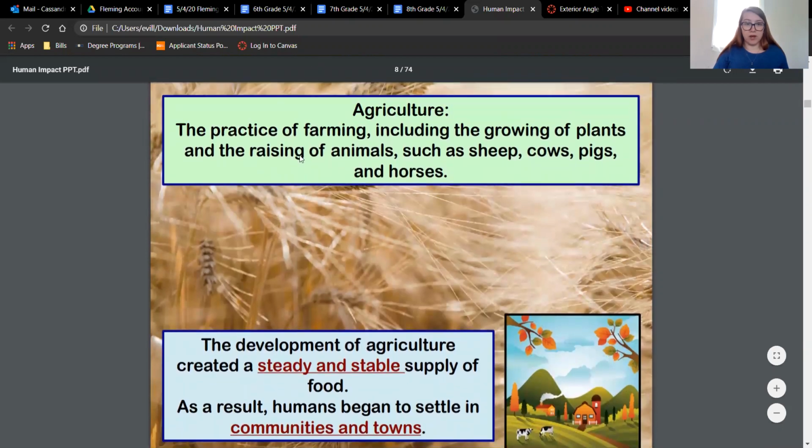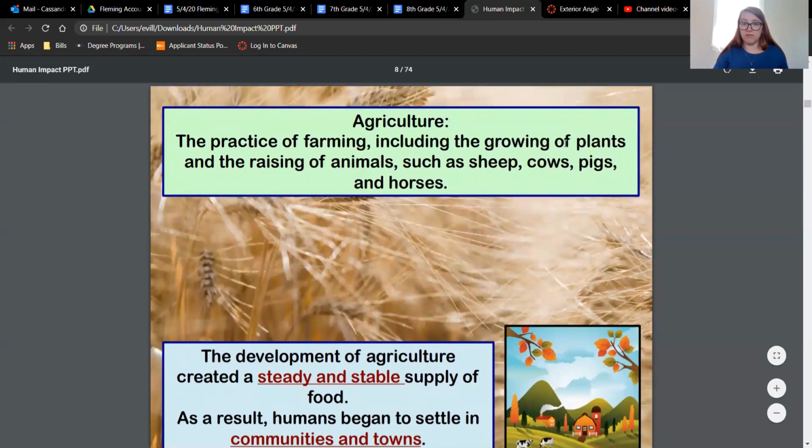Agriculture. The practice of farming, including the growing of plants and the raising of animals such as sheep, cows, pigs, and horses. So that's the definition of agriculture. That's what it means. The development of agriculture created a steady and stable supply of food. As a result, humans began to settle in communities and towns.